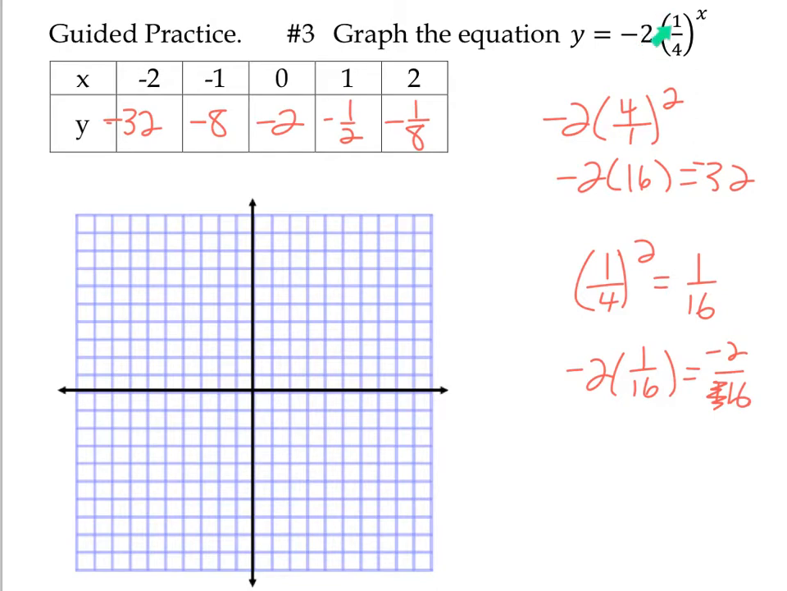And if you're wondering about that b value and how it's what you multiply by each time, multiplying by 1/4 is the same as dividing by 4. So this is like dividing by 4, dividing by 4, dividing by 4, dividing by 4. Multiply by 1/4, right? That b value is what we multiply by each time. Here's our y-intercept, 0, -2.